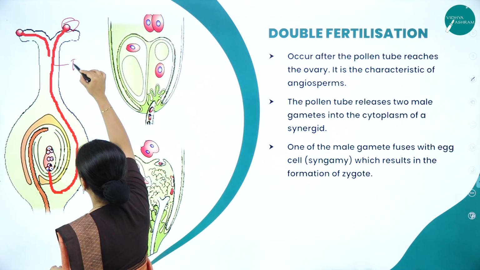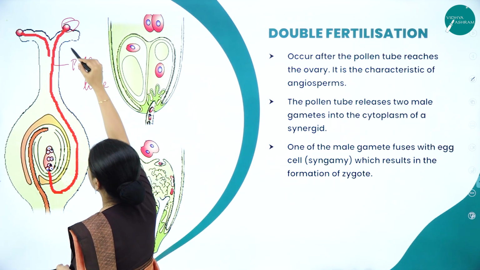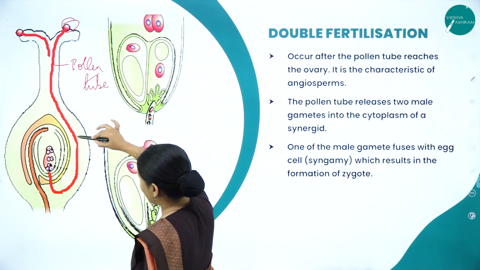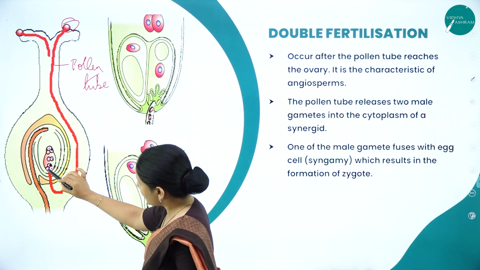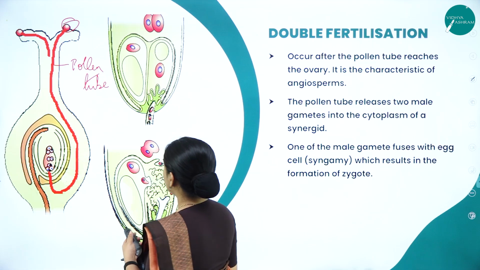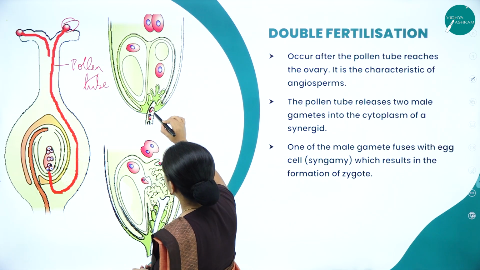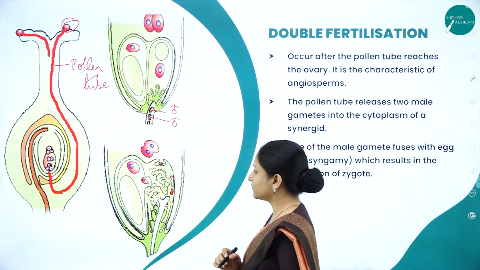The pollen grain will produce the pollen tube, also called the germ tube. The pollen tube will increase in size and reach the micropylar end. Once it enters the micropylar end, it will deliver the male gametes. Can you see here the male gametes are being delivered? This is one of the male gametes. This is the second male gamete. Two male gametes will be delivered.